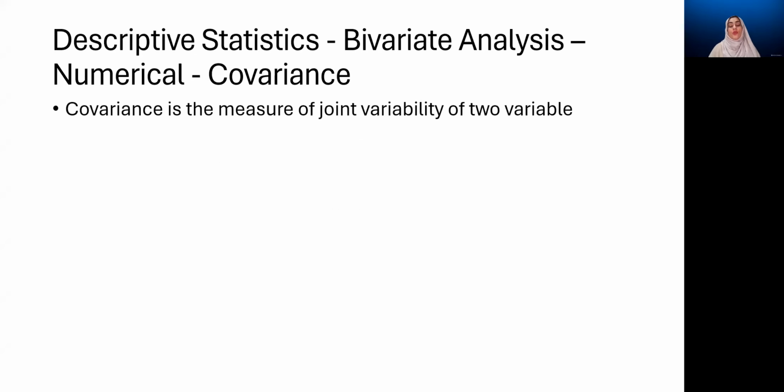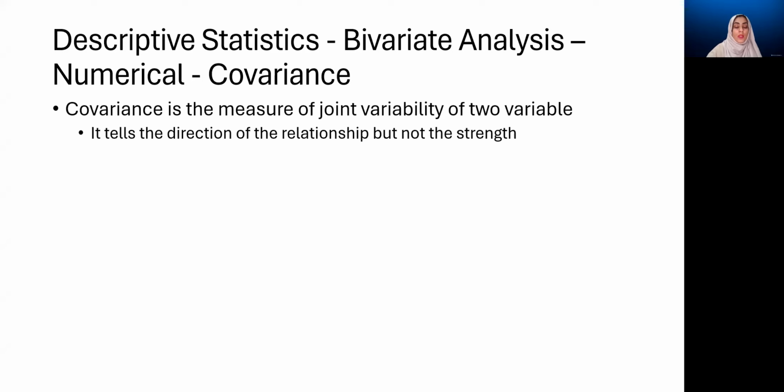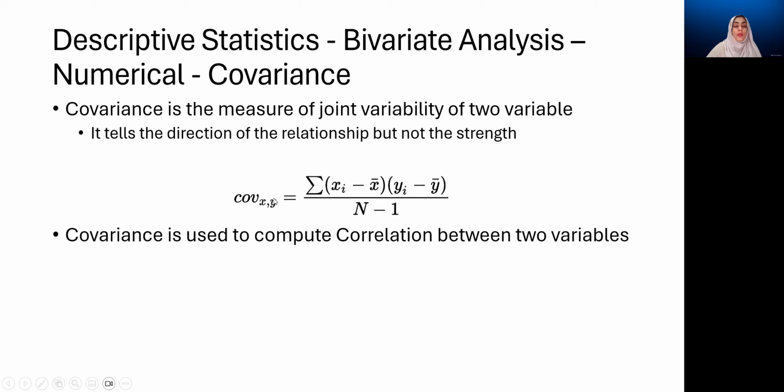Covariance is the measure of joint variability of two variables. It tells the direction of the relationship, but it cannot identify the strength of it. This is the expression to compute covariance between two variables, and we can see that it measures the variability of two variables as a joint value. So we identify the deviations of x from its mean and the deviations of y values from its mean. The product is taken, the values are summed up, and we average this out to find the covariance between x and y. Covariance is used to compute the correlation.